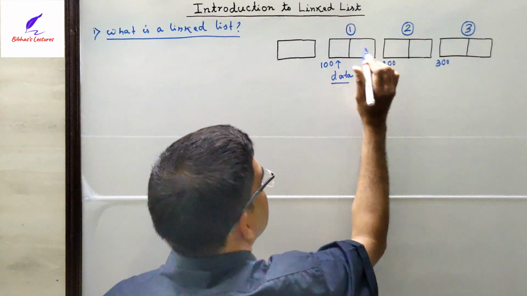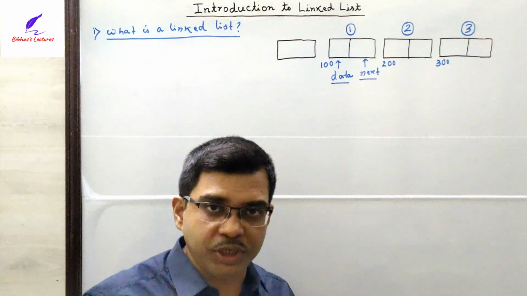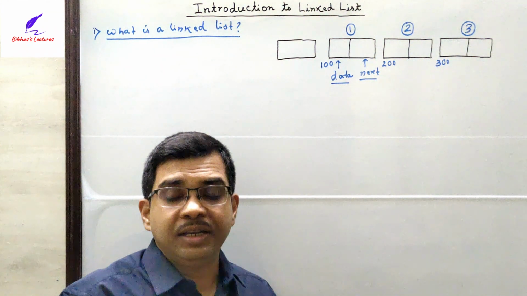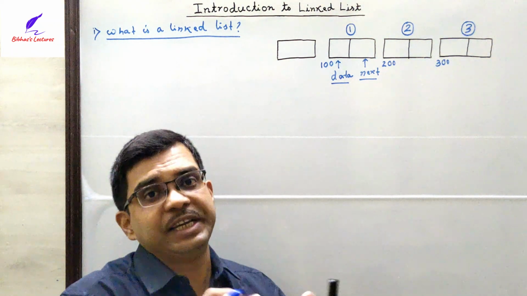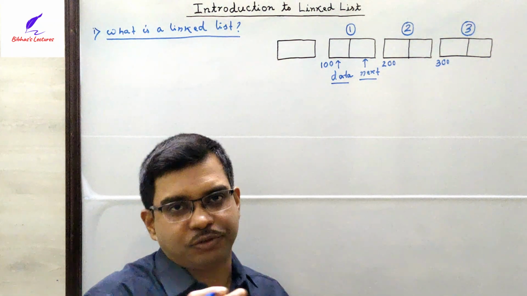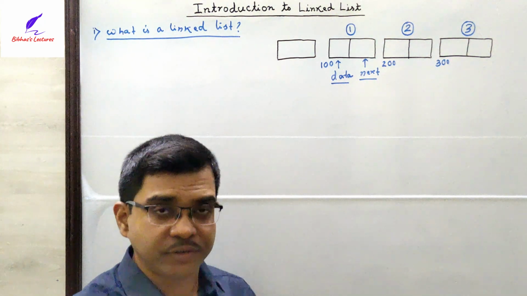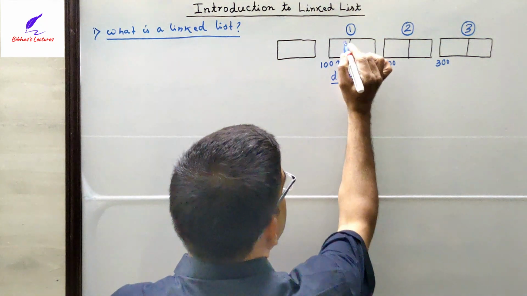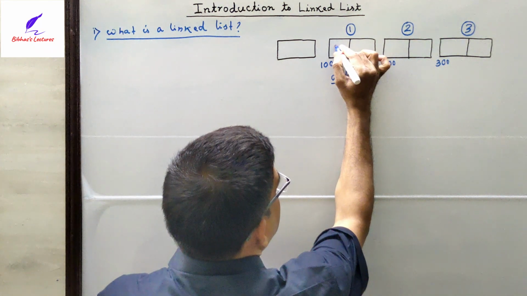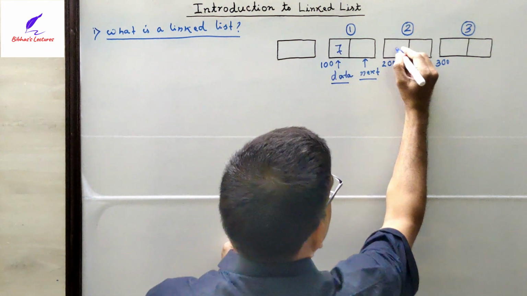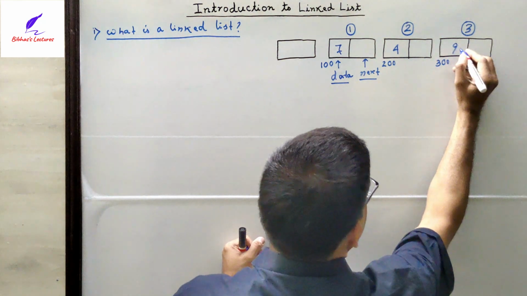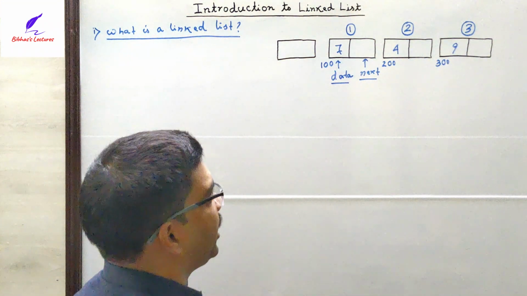So these are the data parts, the first part. In the data part you can store a value of any data type. You can store an integer value, a float value, a character value, a string value, whatever you want. Suppose you want to store integer values. Suppose the first node data part is 7, the second node data part is 4, and the third node data part is 9.